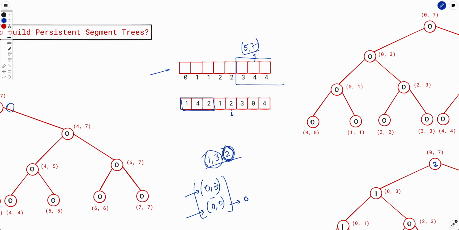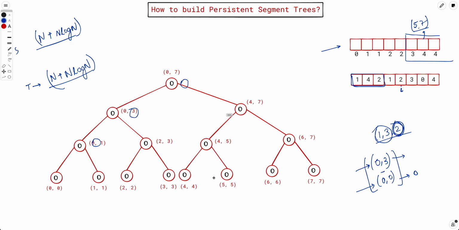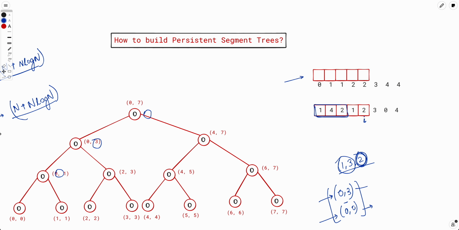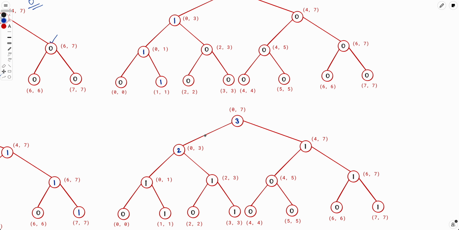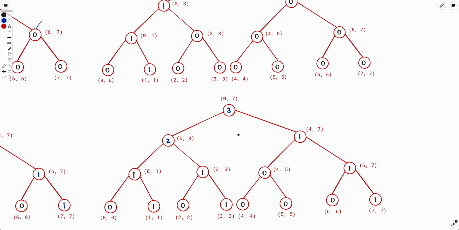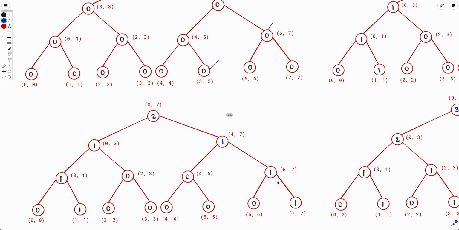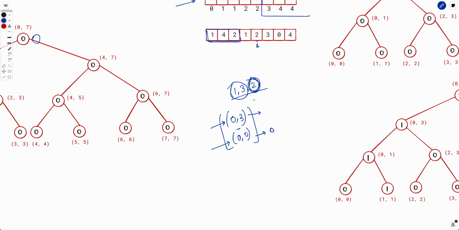Now how many elements are there which are greater than 2 in the range 0 to 3? Basically we will go to the third segment tree. This is how the third segment tree would look. Again we look at the range 5 to 7, and you will be summing up these nodes. In total you will get 1. So the number of elements greater than 2 in the range 0 to 3 would be 1.